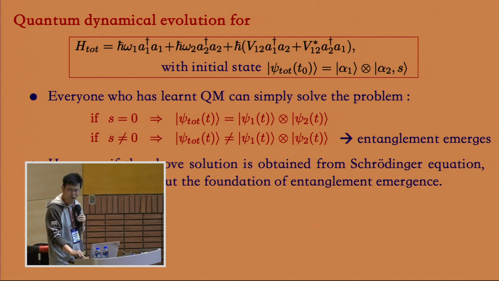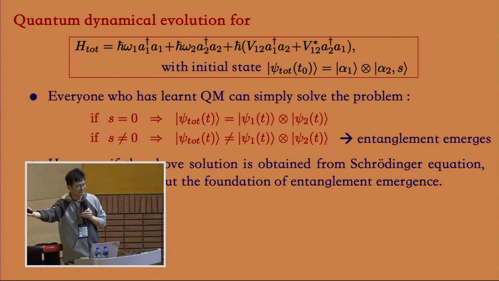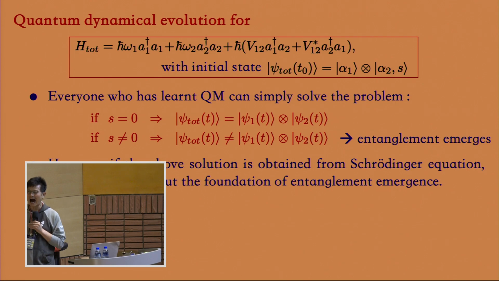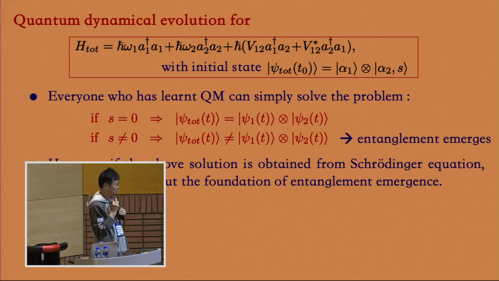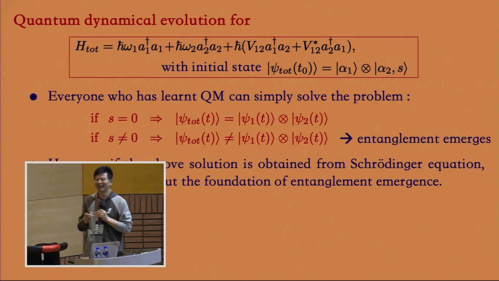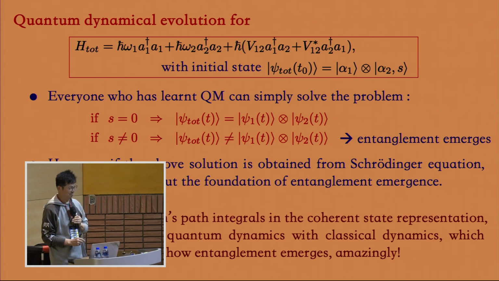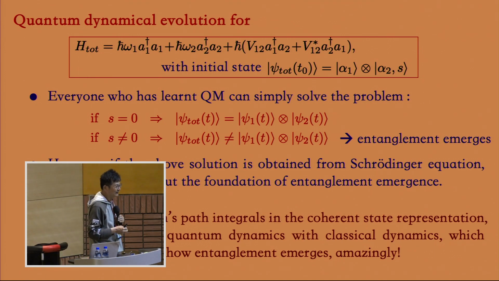But if we only solve it from the Schrödinger equation or from the Heisenberg equations, you can only get such conclusions, but you cannot see how the entanglement emerged. That's a key point. Everybody can solve the problem, but it's really hard to understand how entanglement emerges. So let's go some other ways.